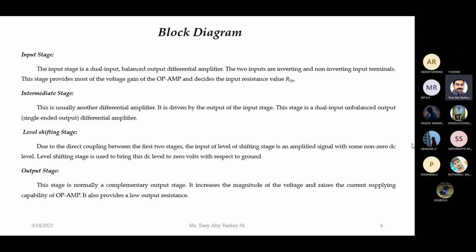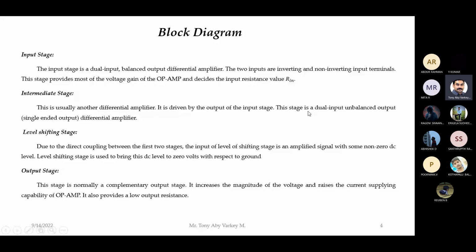So I have given the details here. You can see the input stage is a dual input balanced output differential amplifier. The two inputs are the inverting and non-inverting input terminals. This stage provides most of the voltage gain of the op-amp and decides the input resistance. Now the intermediate stage is usually another differential amplifier. It is driven by the output of the input stage, so the output from the input stage is given to the intermediate stage.